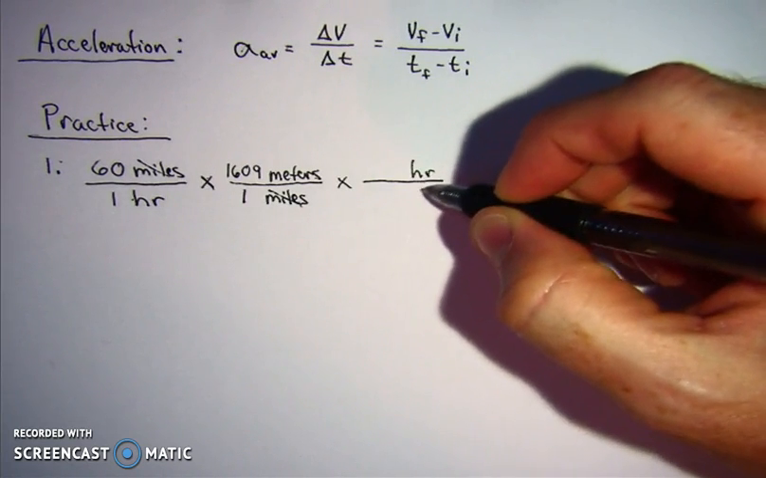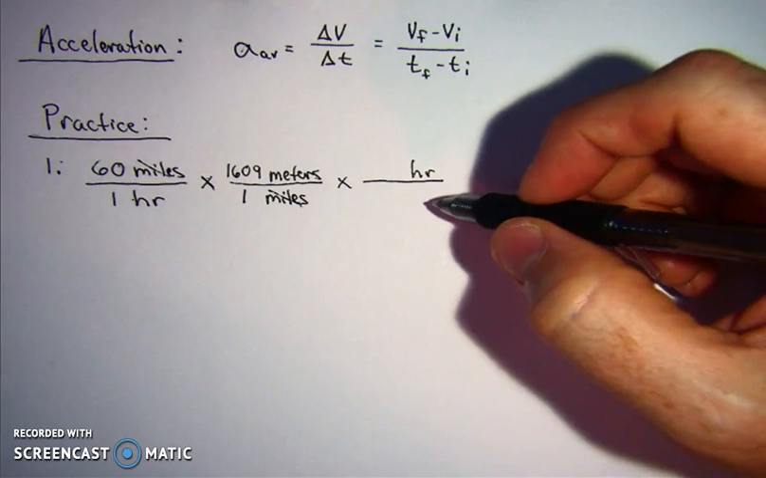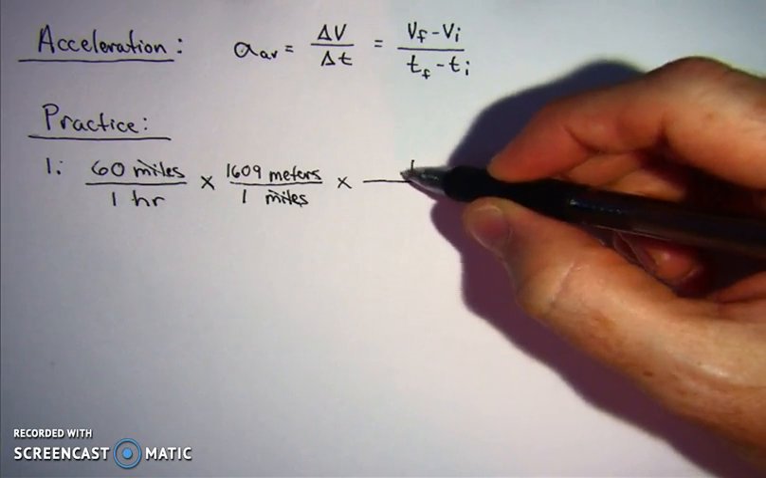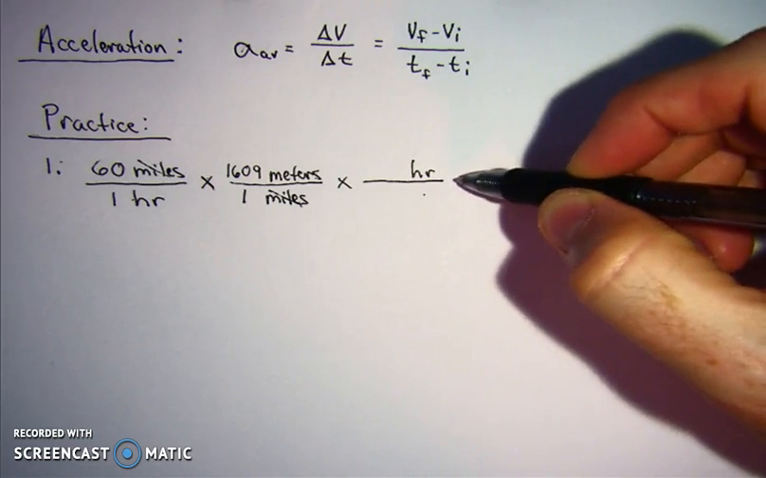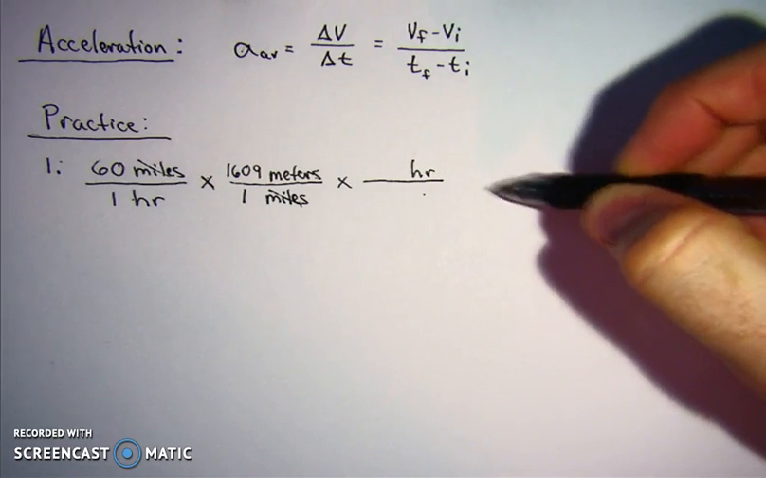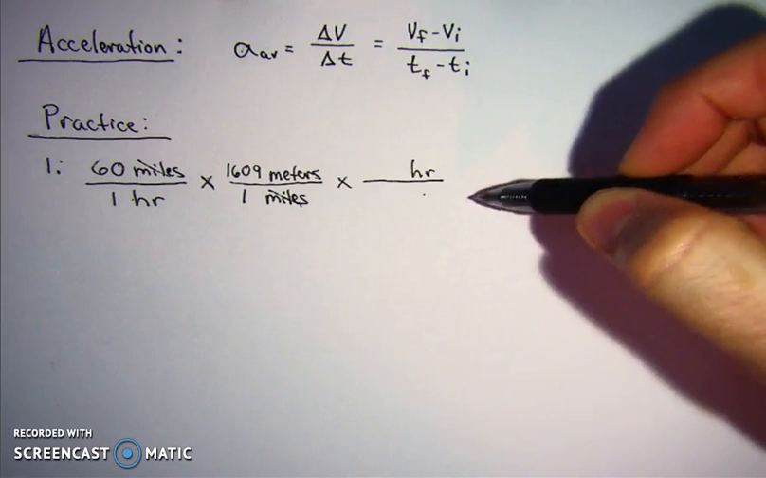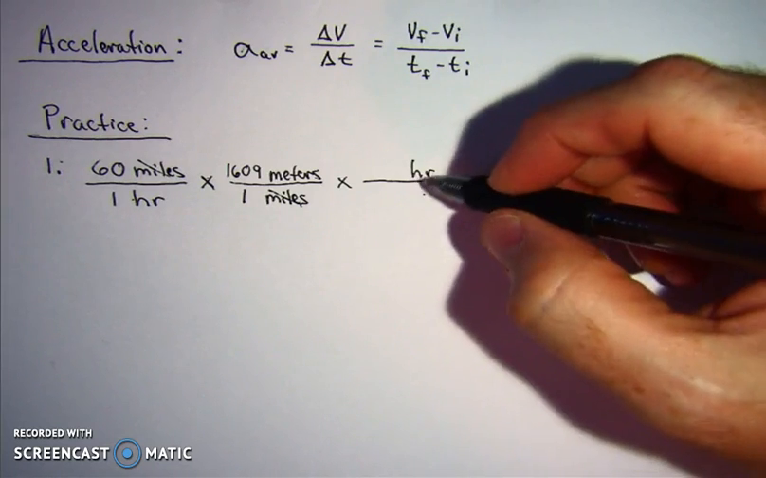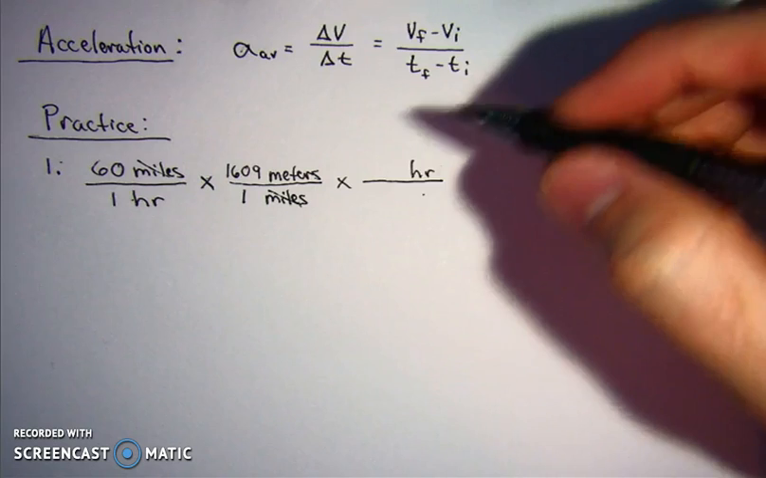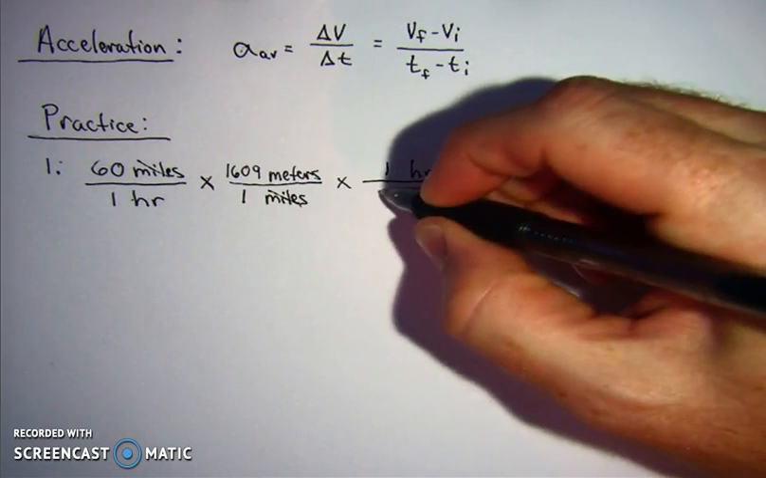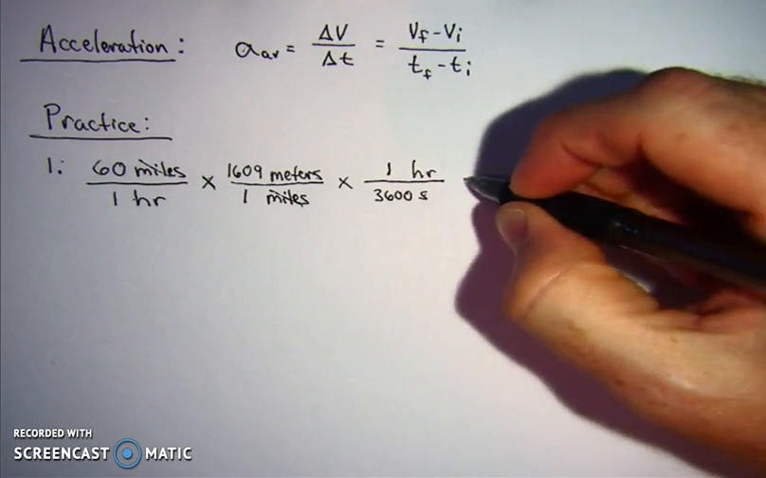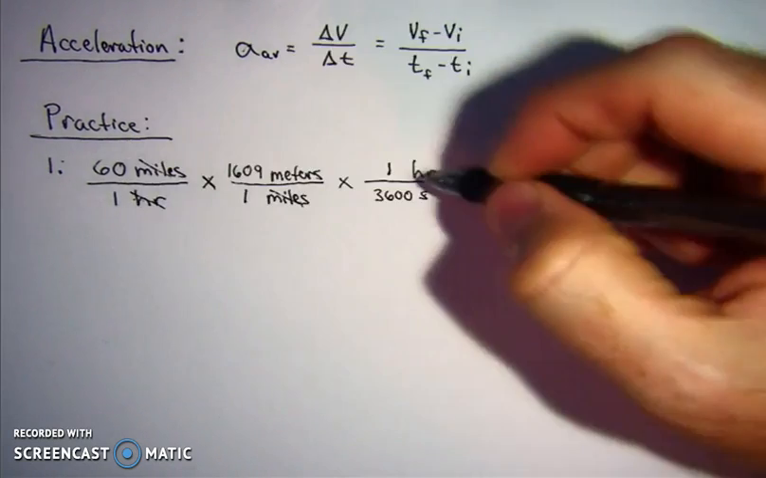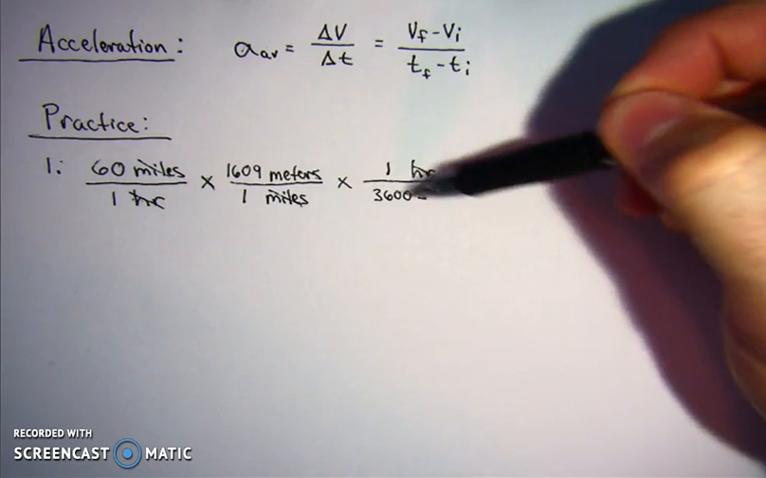And if you didn't know, there are 3,600 seconds in 1 hour. If you didn't know that, you could just go hours to minutes, which would be 60 minutes, and then minutes to seconds, which are 60 seconds. So 60 times 60 would be 3,600. So you'd end up there anyway, but this way you can skip it if you just put this to memory, 1 hour is equal to 3,600 seconds. And then hours cancel out. Now we're in meters per second.